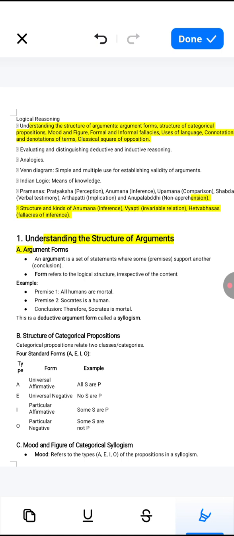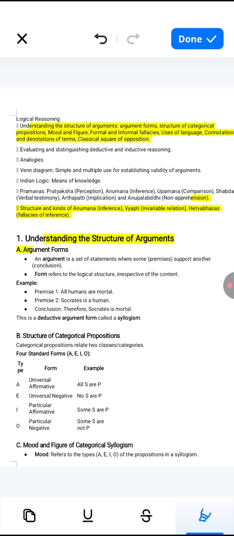Next we have structure of categorical proposition. So basically these are the categories of proposition. Four standard forms which include A, E, I, O. If we talk about the A type, which is universal affirmative, for example, all S are P. And in case of E type, this is universal negative, no S is P. Okay, this is the explanation of E, universal negative. Next we have I type, which is particular affirmative, some S are P. That means some S and some P. Next we have O type, which is particular negative, some S are not P.